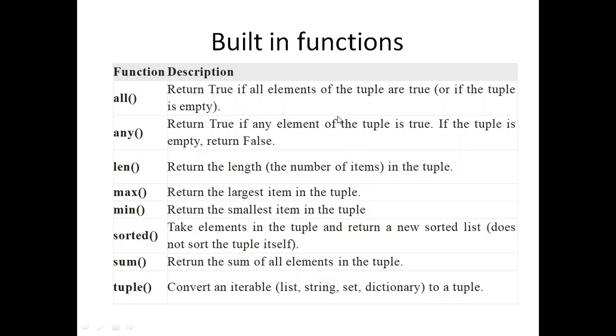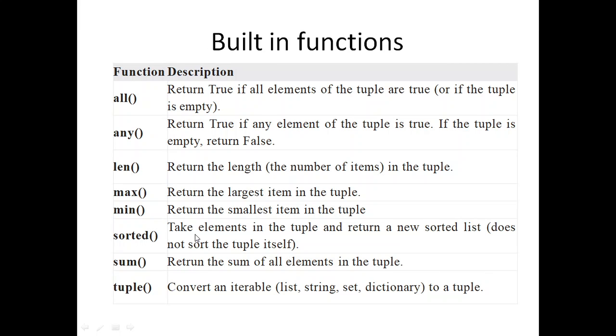So these are some of the built-in functions that are there in tuples. The all function returns true if all elements of the tuple are true. Then any returns true if any element of the tuple is true. If the tuple is empty, it will return false. Then the length function, which we have already seen in the case of list. Similarly here, it will return the number of items in that tuple. Then max returns the largest item in the tuple, and min returns the smallest item in the tuple.